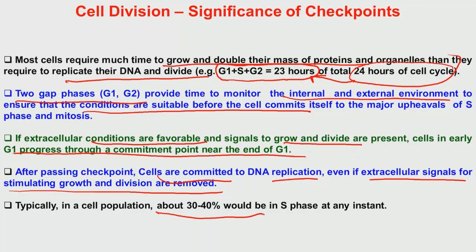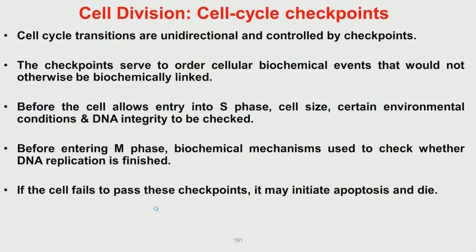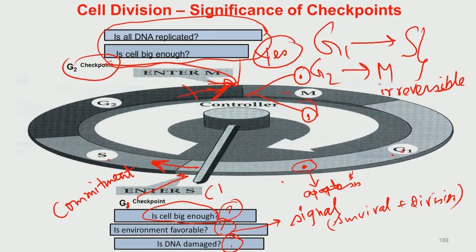Typically, in a given cell population, 30 to 40% of the cells are always in S phase. Now, how to quantify this? What is the fraction of the cells that is in G1 or S or G2 or M phase? Typically, these things can be done by fluorescence activated cell sorter analysis, or FACS analysis, in which they will quantify the fraction of the cells that is in G0, G1 or S or G2 and M phase.